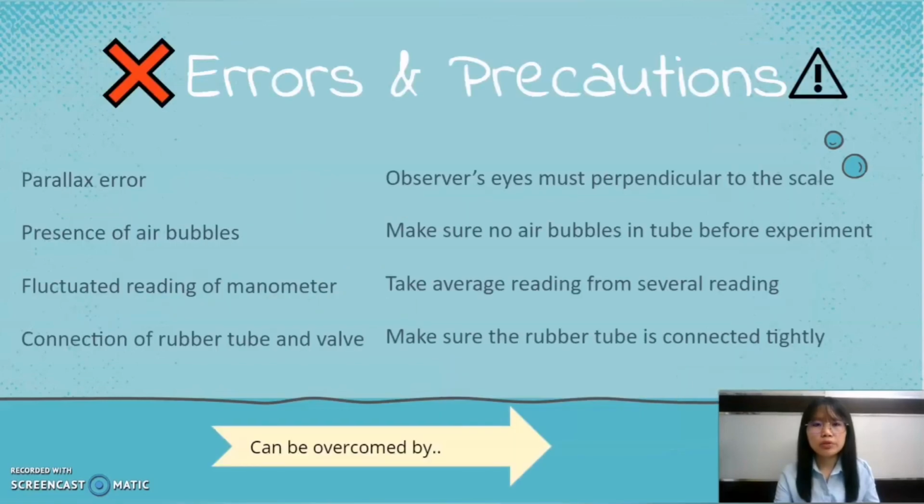Errors and precautions. We can avoid parallax error by placing our eyes perpendicular to the reading scale. We must make sure there are no air bubbles in the tube before the experiment to prevent inaccuracy of data. The fluctuating reading of the manometer can be overcome by taking the average value from several readings. We must ensure the rubber tube is connected tightly with the valve to prevent leakage of fluid.